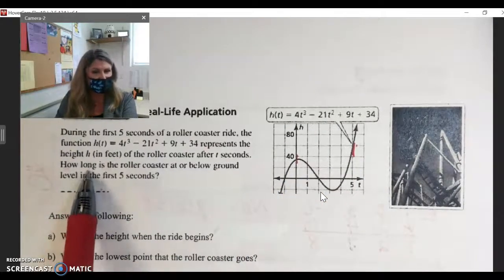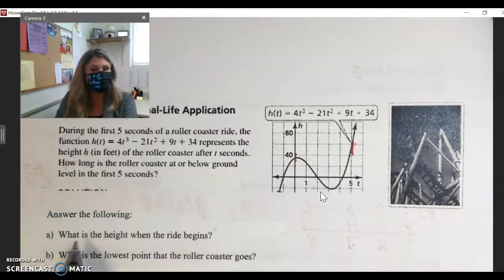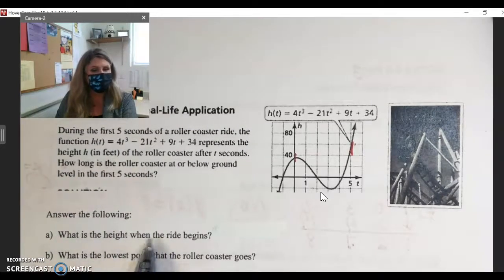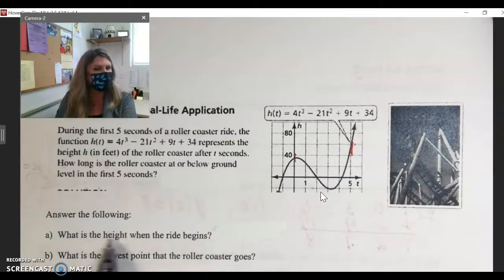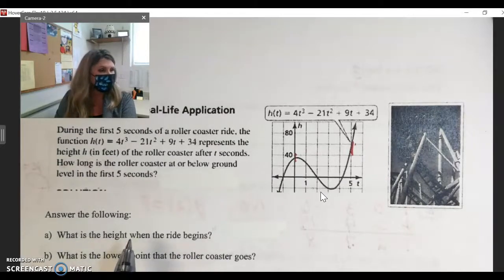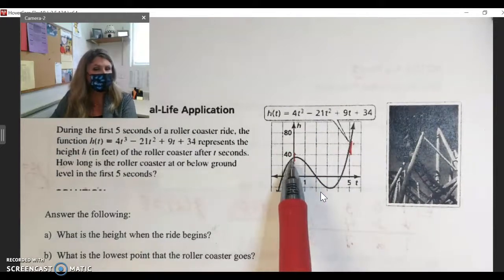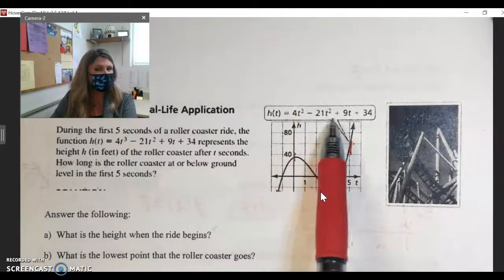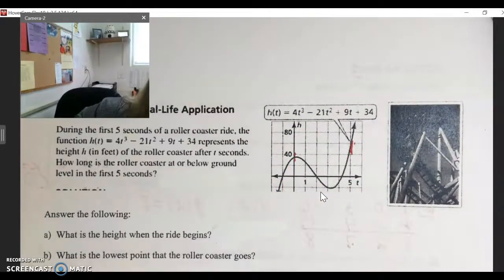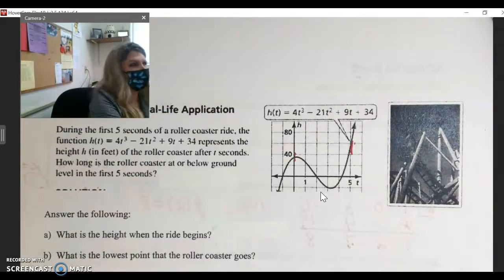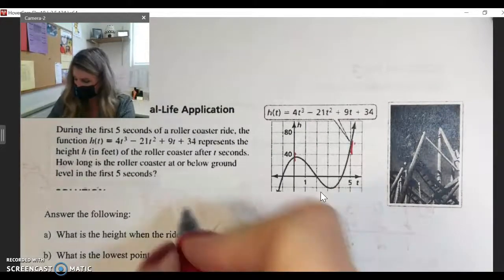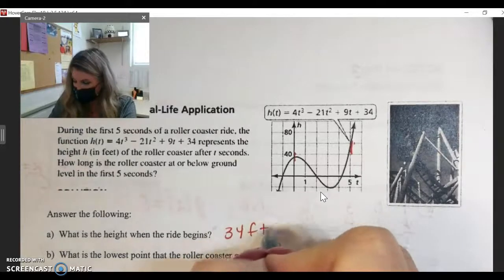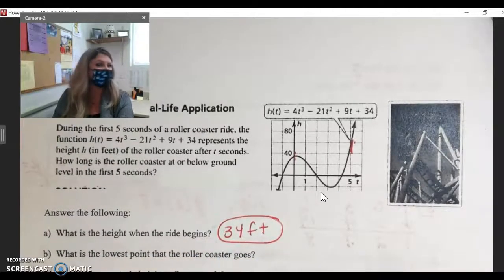I actually want to come back to this question at the end. Let's go to this one first. What is the height when the ride begins? How do we figure that out? What do you think? Where x equals 0. Okay, so we can look at the picture, but it's kind of hard to tell from the picture. So what if we plug in t equals 0? What do we get if we plug in t equals 0? 34, very good. You guys did that fast. So 34 feet is the height when the ride begins.